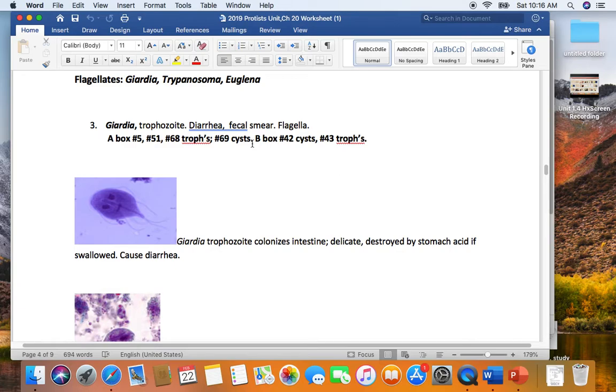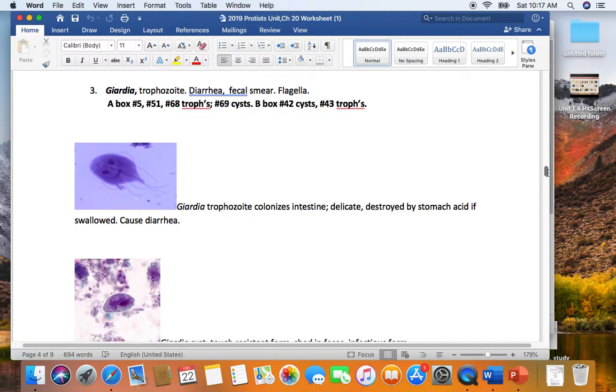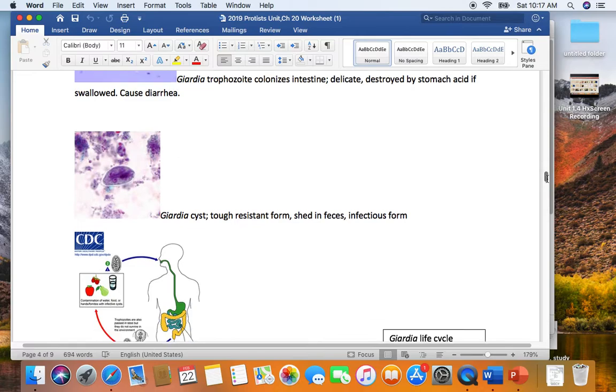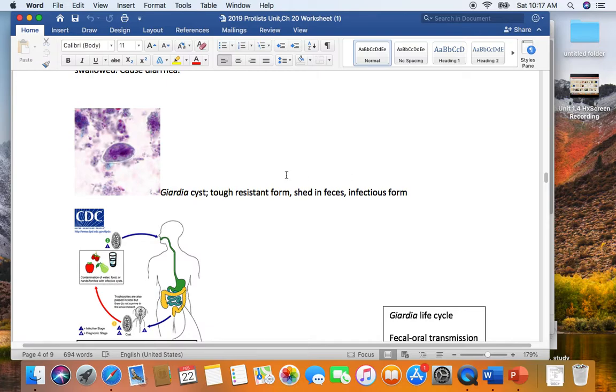Okie dokie. So that's our second intestinal protozoal parasite. This is just showing this cyst, again, in a fecal smear that's been stained. This is the tough stage, the intestinal flagellate Giardia, a lot of people consider it a zoonosis.